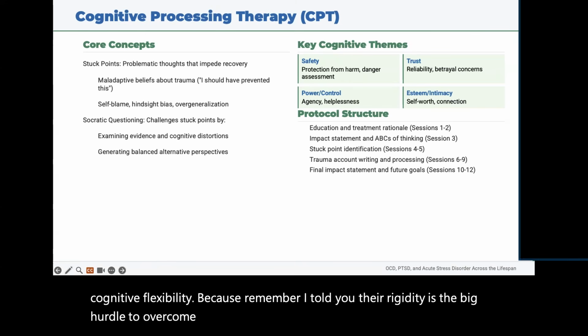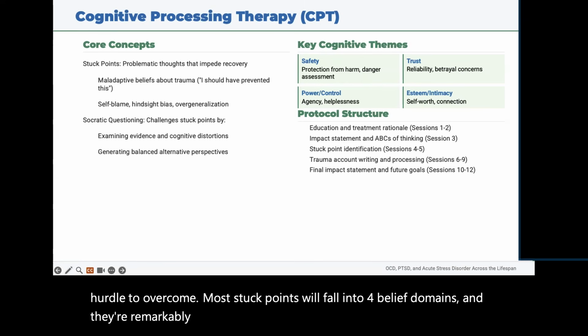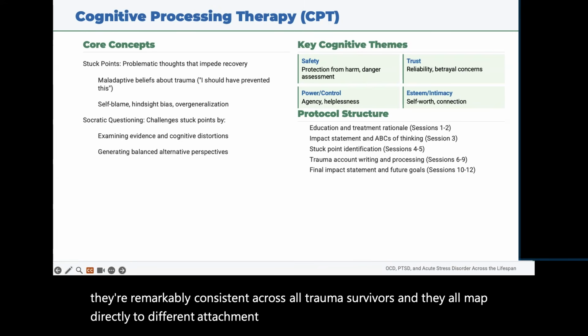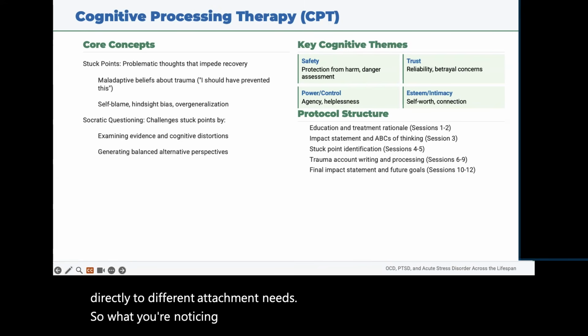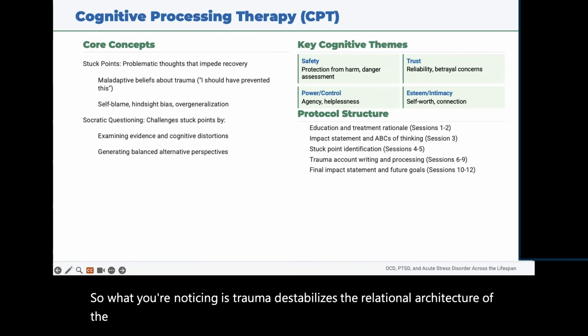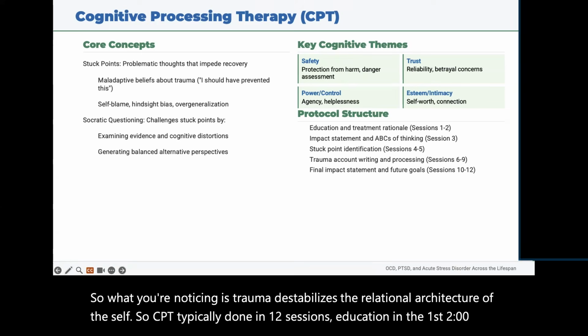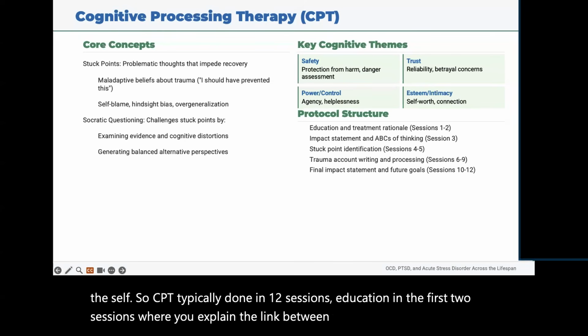Most stuck points will fall into 4 belief domains, and they're remarkably consistent across all trauma survivors. They all map directly to different attachment needs. So what you're noticing is trauma destabilizes the relational architecture of the self. CPT is typically done in 12 sessions, with education in the first 2 sessions where you explain the link between thoughts and emotions.